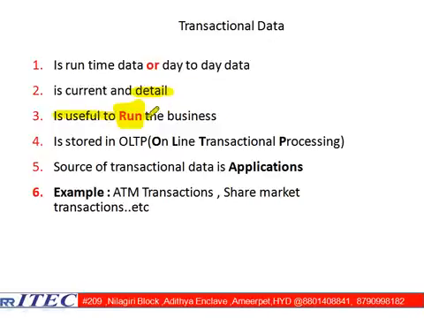Right, it is useful to run the business. Transaction data's main purpose is what, sir? Transactional data's main purpose is to be useful to run our business. Now, this transaction data is stored in one database. The database is known as OLTP. OLTP stands for Online Transaction Processing.